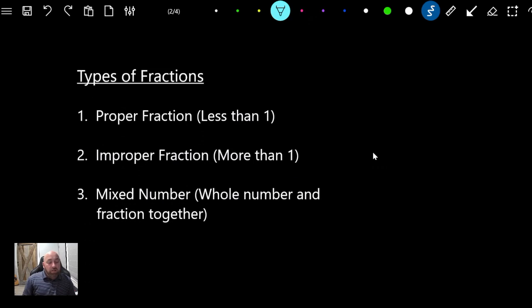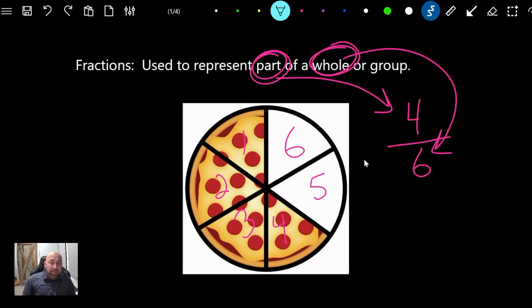Let's keep moving along. The next thing in your book, on page number 41 still, are the types of fractions, different kinds of fractions. There are really 3 different kinds of fractions that we'll be using. The first one is called a proper fraction. And proper fractions are when you're representing something less than 1. What do I mean by that? In this fraction, I'm representing less than 1 whole pizza.